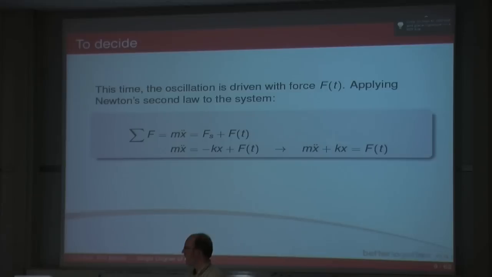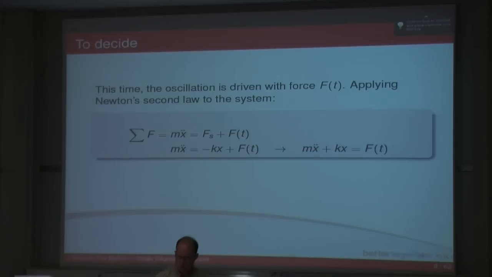The force of the spring is minus kx, so it's a minus sign. f of t is in the same direction as x, so it's a plus f of t. And if I rearrange it, obviously you get m x double dot plus kx equals f of t. That's all relatively straightforward to understand.